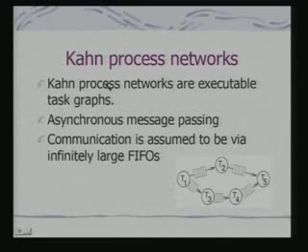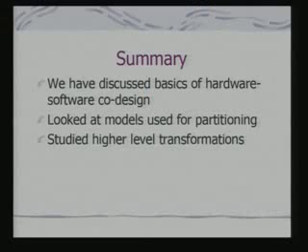Associated with this are Kahn process networks. Kahn process networks are executable task graphs, and you have asynchronous message passing here. Communication is assumed to be via infinitely large FIFOs, so the synchronization is taken care of through these FIFOs. These are all abstract models which are used. In fact, the Kahn process network is again an abstract model which is also used for partitioning tasks. But we have concentrated in today's discussion primarily on the task graph and transformations with respect to task graphs. Process networks and Kahn process networks are other alternative models.